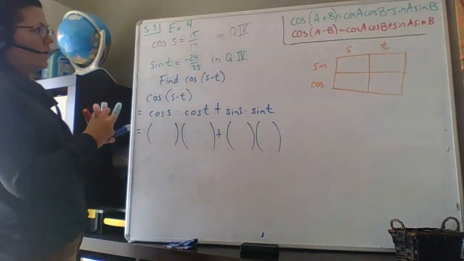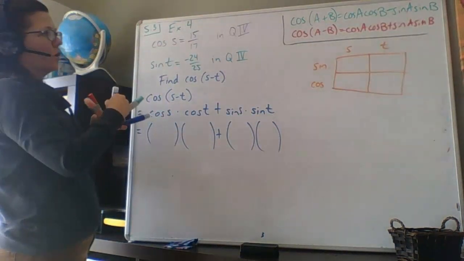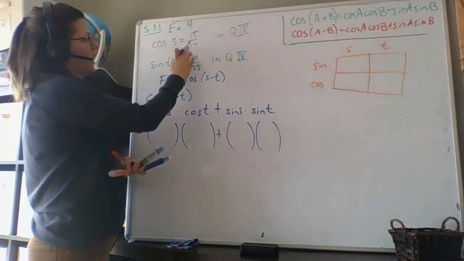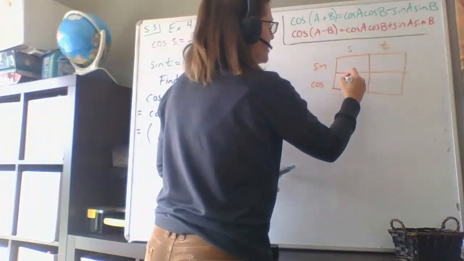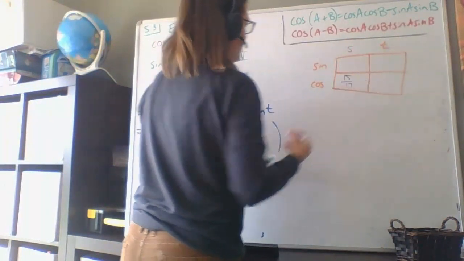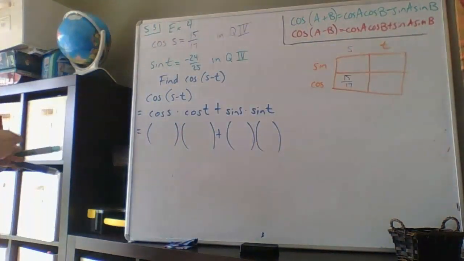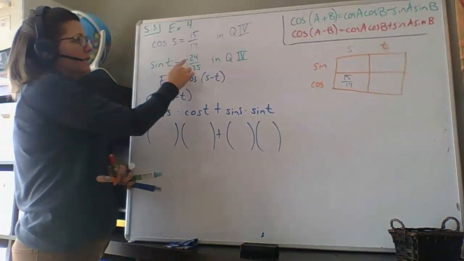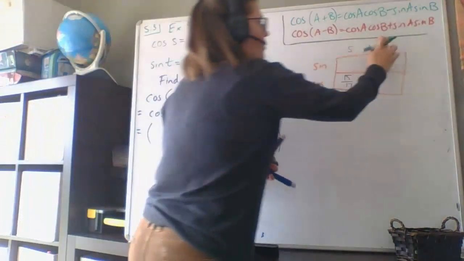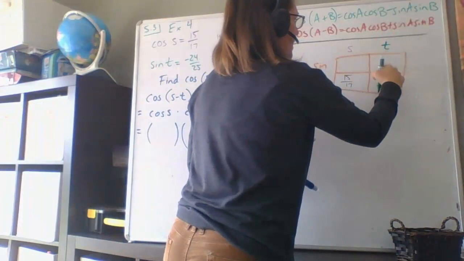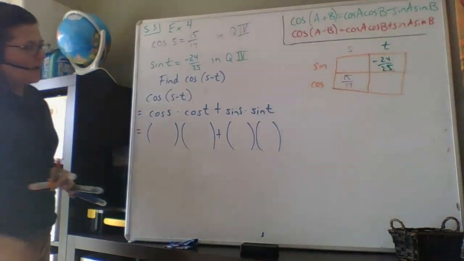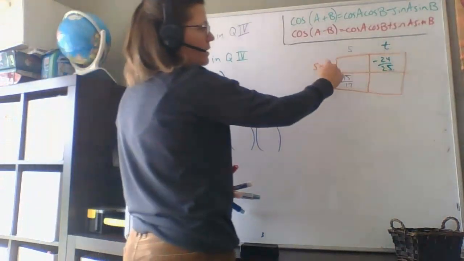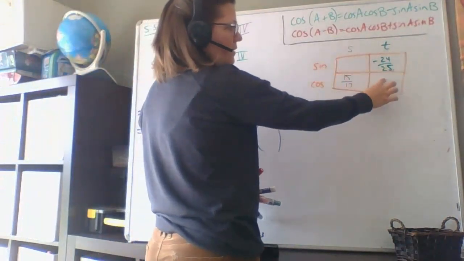So I might say, okay, for S, I am told that cosine is 15/17. So for S, the cosine is 15/17. Then I'm also told that sine of T is -24/25. So I'll put that here. The sine of T is -24/25. So now we can see I need to find the sine of S and the cosine of T.